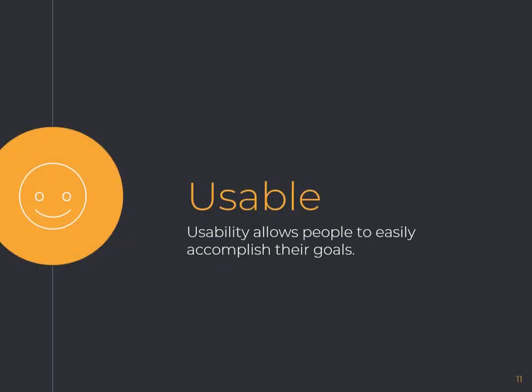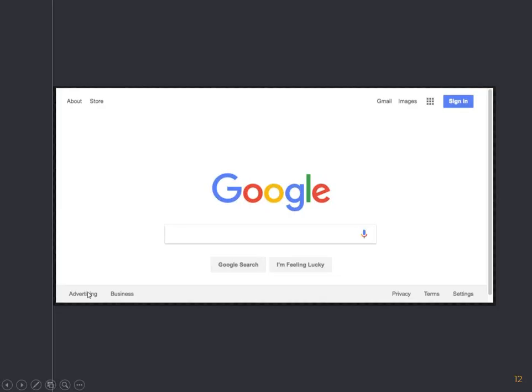So we'll jump to usability, right? And usability allows people to easily accomplish their goals. Whatever task they're trying to complete on your website, we want to make sure that the web pages are usable. And the winner here is Google, right? We've all seen this page. It is the simplest web page there is. Everybody knows what to do. You type your search term in the box, you hit enter or you hit search, and you get your search results, right? Everybody's seen it, everybody uses it.